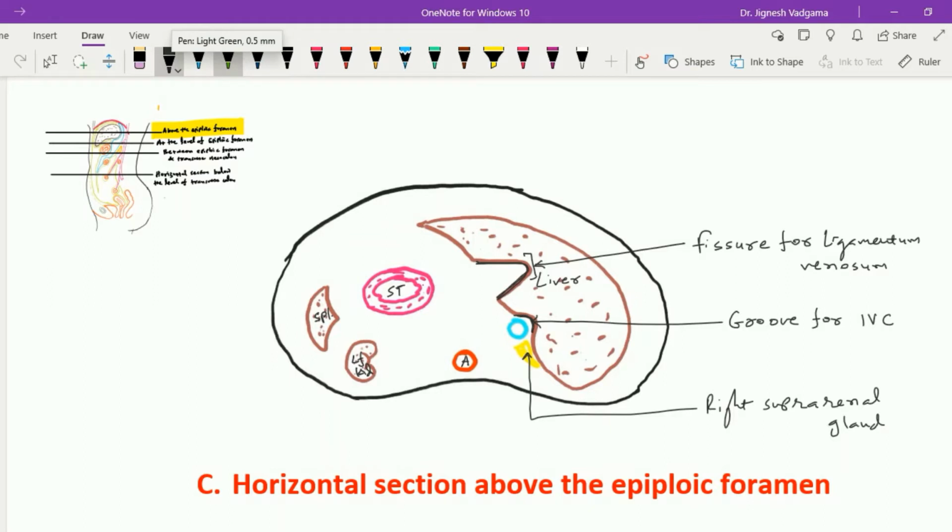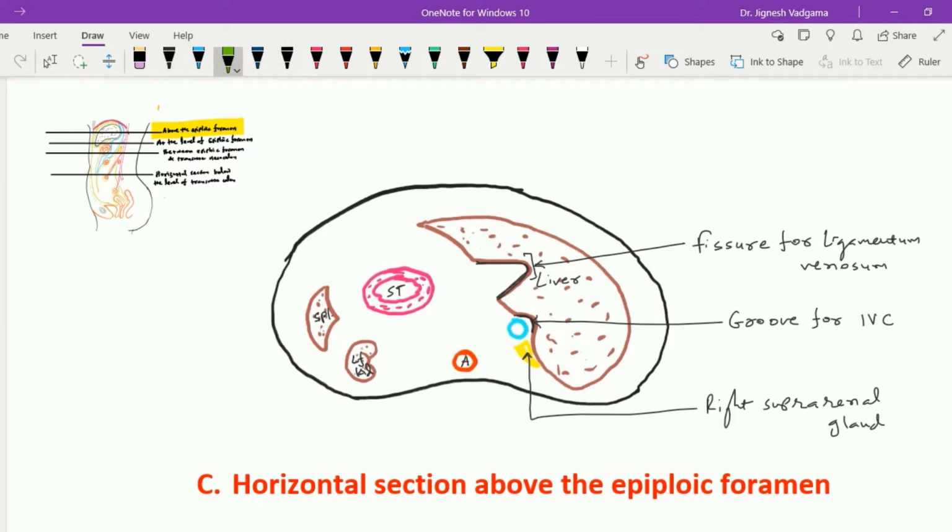For ease of study, in the smaller figure on the left upper corner, we can see that the greater sac is drawn with the green pen, while the lesser sac is drawn with the bluish pen. So here also we are going to follow the same colors.